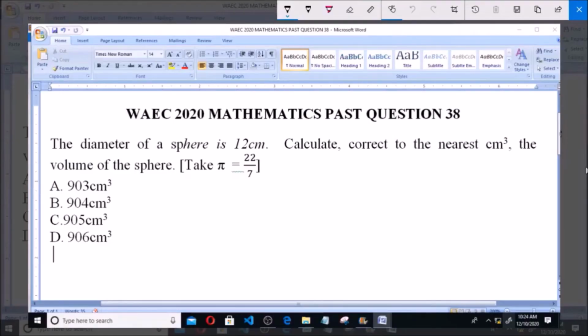Hello, good day and welcome. I will be answering WAEC 2020 Mathematics past question 38. The diameter of a sphere is 12 cm. Calculate, correct to the nearest centimeter, the volume of the sphere. Take pi to be 22 over 7.